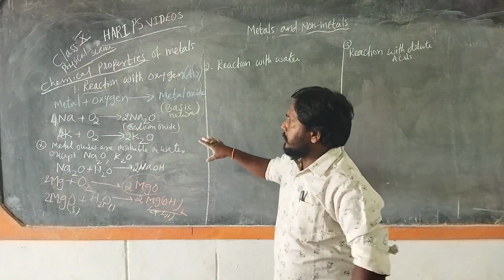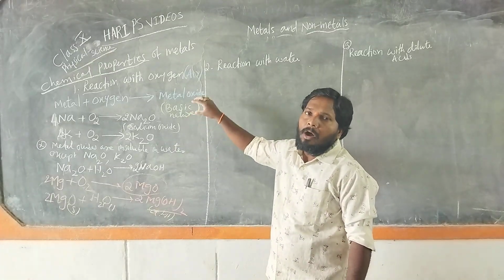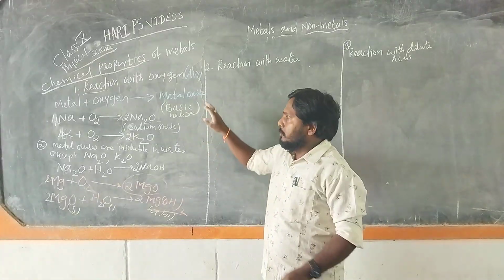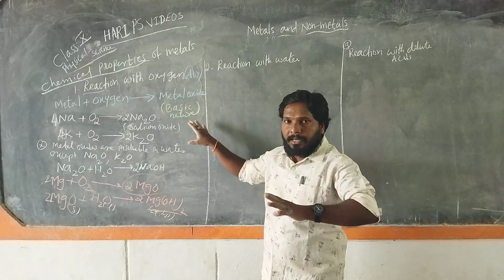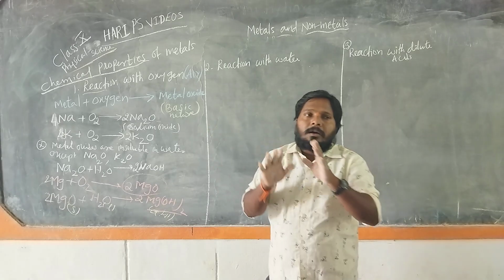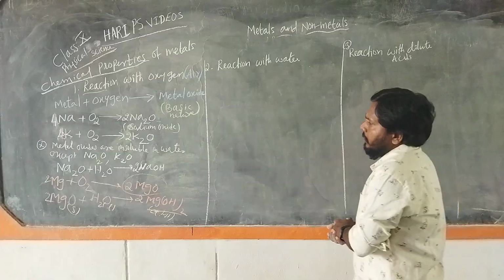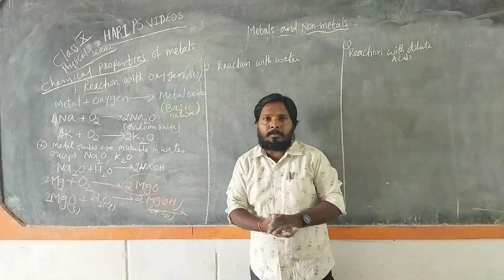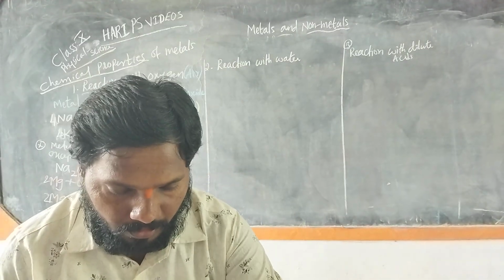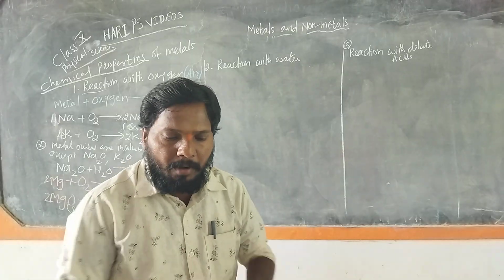Metals react with oxygen, they form their respective metal oxides. These metal oxides are basic in nature because they turn red litmus into blue litmus. Here are some examples. Aluminium metal burns in air on heating to form aluminium oxide.